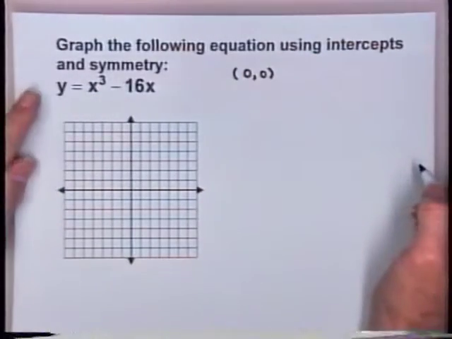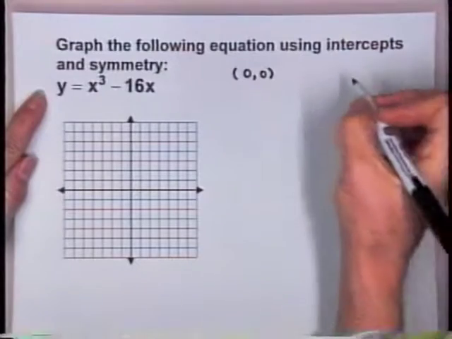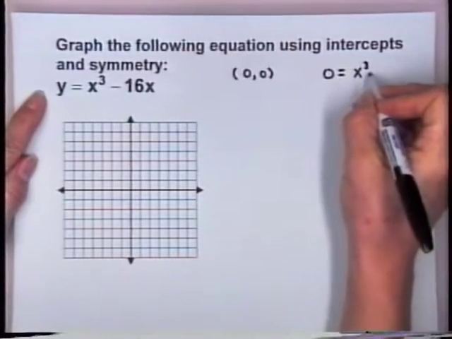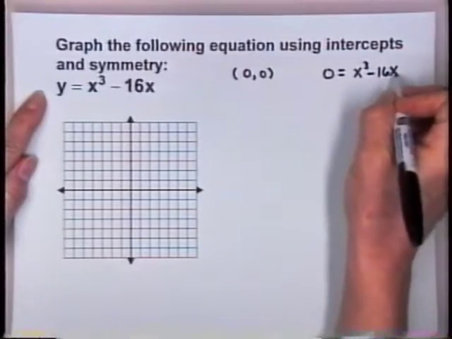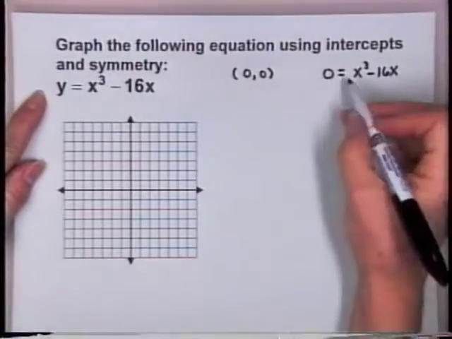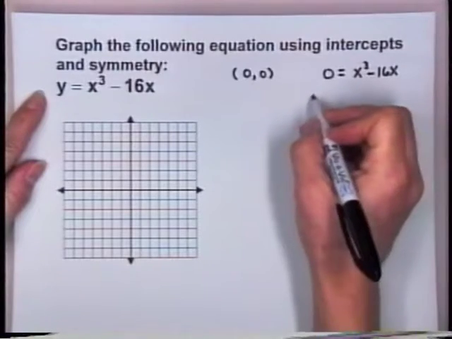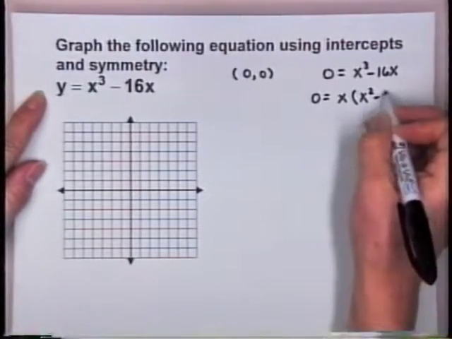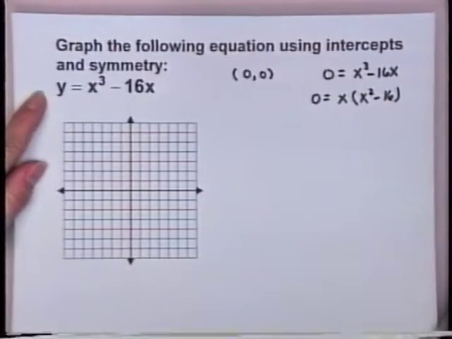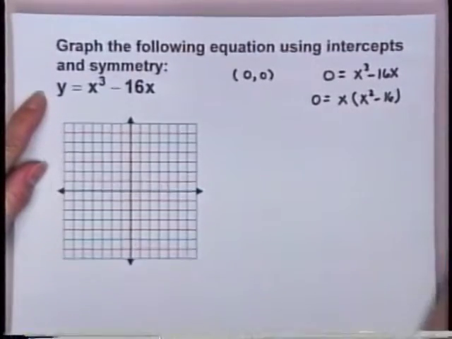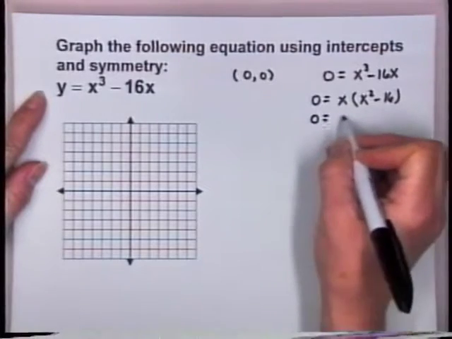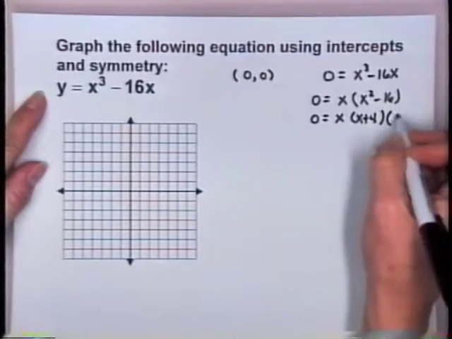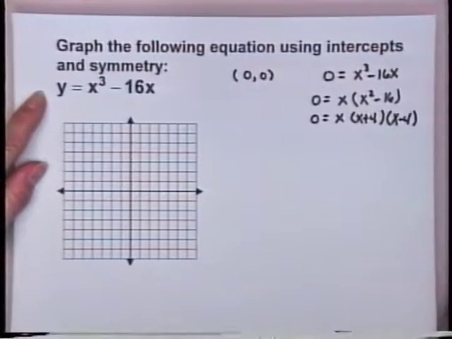Now, finding this other one's going to be a little bit hard. If we let y be 0, I have 0 equals x cubed minus 16x. Now, what do I need to do with that? Since I have a 0, let's factor. 0 equals x times x squared minus 16, factoring out that common factor of x. And then we can factor x squared minus 16, can't we? 0 equals x times x plus 4 times x minus 4.